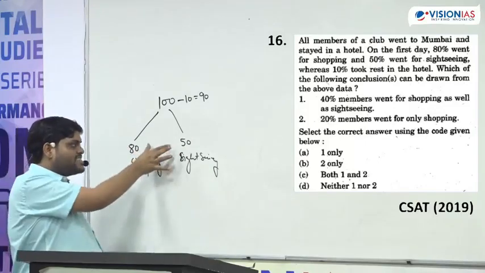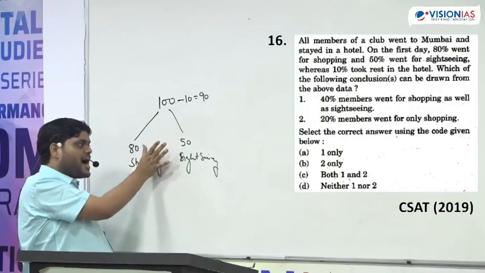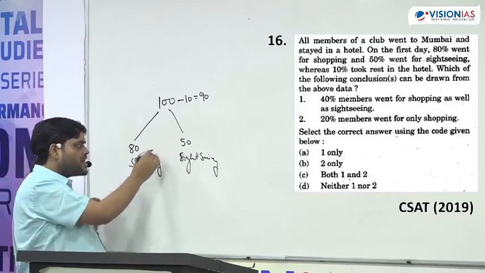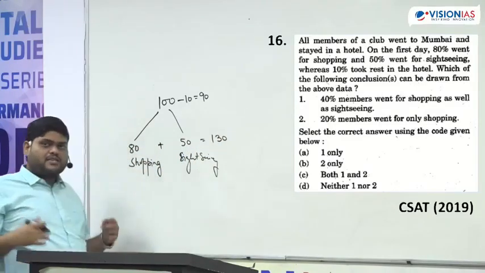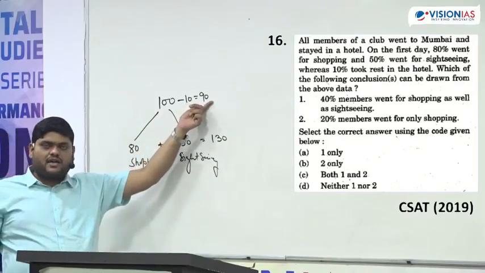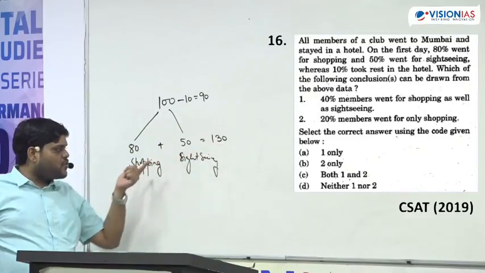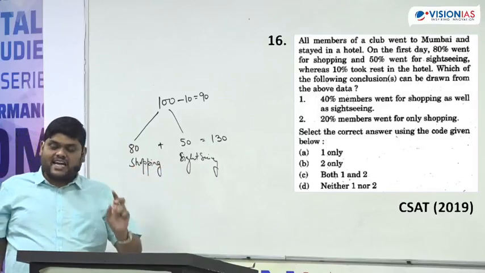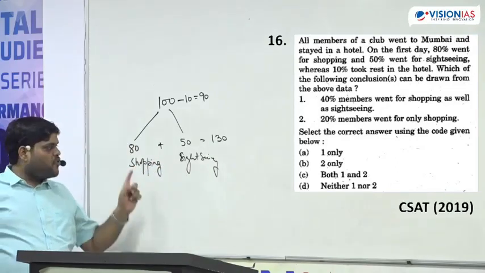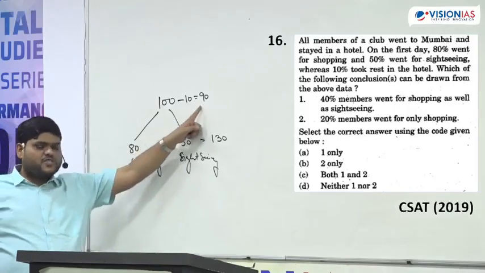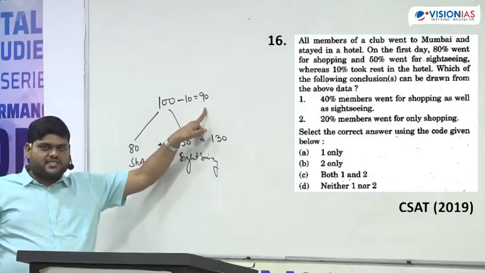But if you add these two values, total become how much? Total become 130. But only 90% was there, and total 130 are going for shopping and sightseeing. That means one thing is very clear, some people are going for both. Then only this is possible.